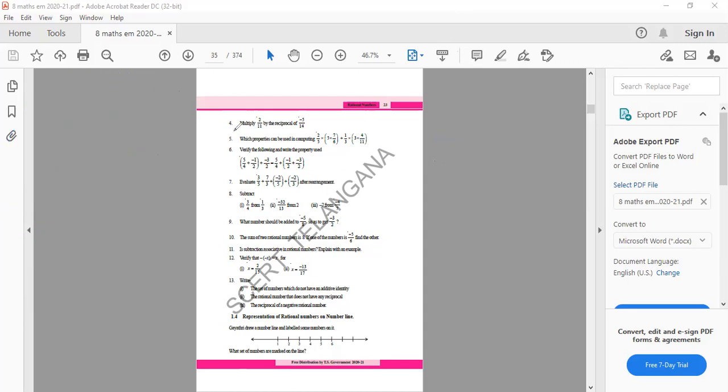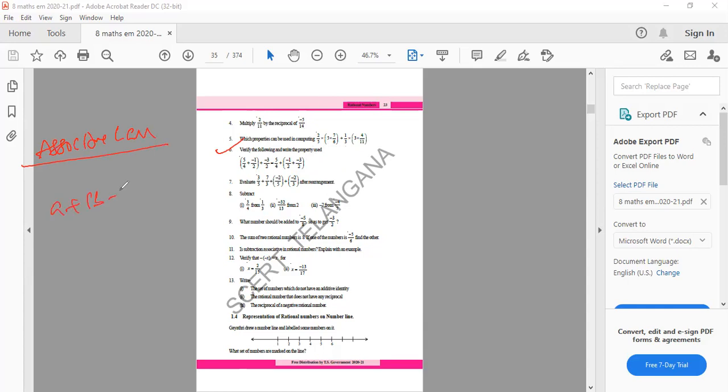Now the last question for today's session. Take the sixth one. What is the sixth question? Verify the following and write the property used. What is the property involved here? Please can you tell me? This is the associative law. Because what is the associative law?